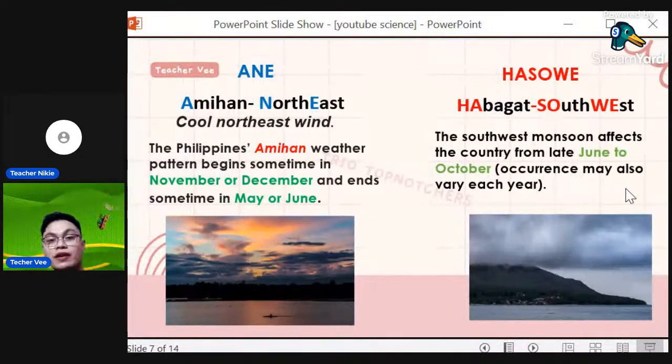So occurrence may also vary each year. The same with amihan, no? Occurrence may also vary each year. Okay? So huwag kalimutan si Ani na na-in-love kay Hasue. Charis, di ba? Again, Ani, Hasue. Kuha niyo ba si Ani at si Hasue? Okay, move on tayo para hindi tayo masaktan.